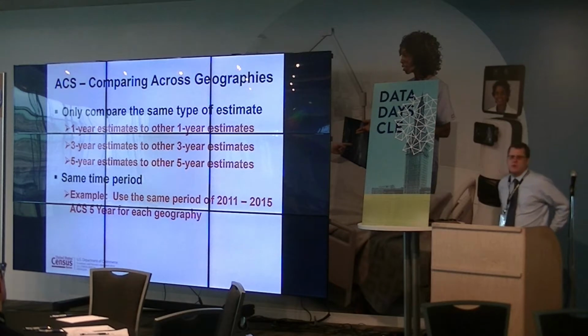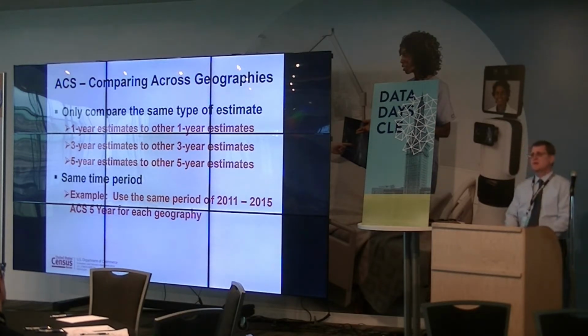It's important to know when you compare geographies using the ACS, whatever data you're using, you want to compare a 1 year to a 1 year, 5-year to a 5-year. You don't want to compare a 1 year estimate to a 5-year estimate. It can be done, but it's not really that easy.